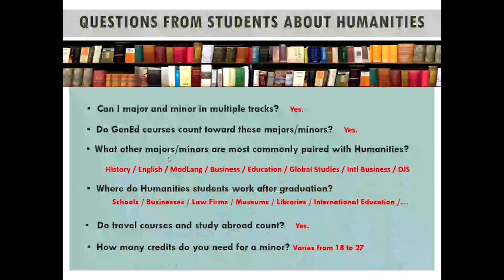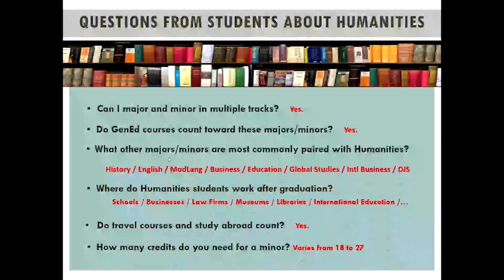What other majors and minors are commonly paired up? The ones you would expect, but also some others. History, English, as you can see here, modern languages, ones that are within the humanities unit. But also business. I talked about business earlier, doing business in a global marketplace. Business and international business kind of dovetail there. Education, certainly. Global studies. DJS, which is Democracy and Justice Studies, also dovetails well with humanities.